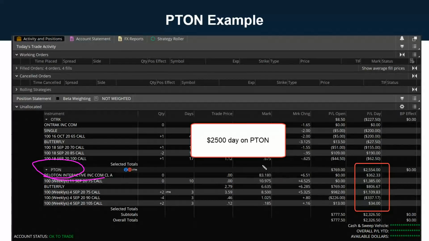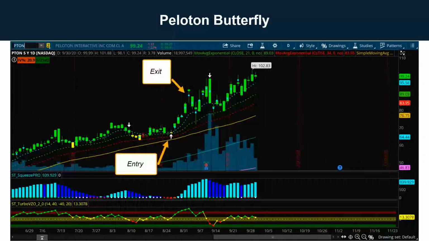So Peloton is one that I love to trade as well. This is a day where we had a really nice momentum move. I had a butterfly and I also had long calls. And there we go, we had $2,500 on that day in this small account.